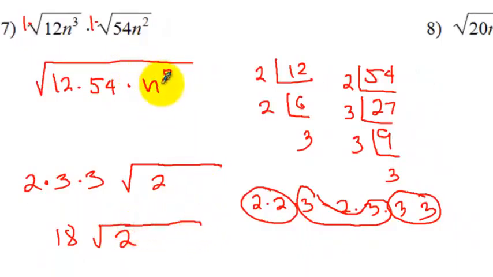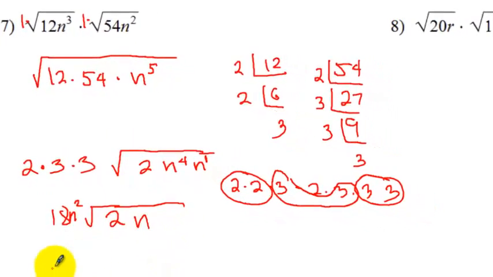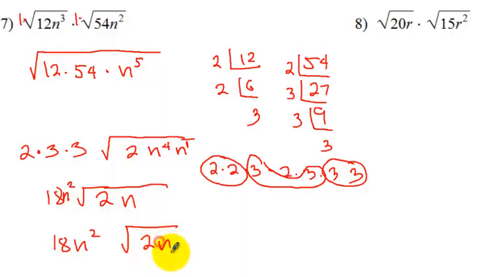Now, I still have the variable n to the 5. So for n to the 5, we are going to write this as n to the 4 times n. So remember that whenever we have an odd exponent, we just have to remove 1 from that exponent and the exponent will become even. And once we have an even exponent, we can just take the square root of n raised to an even exponent by dividing the exponent by 2. In this case, 4 divided by 2 is n squared. Now, just bring down your n. So our final answer is 18 n squared times square root of 2n.